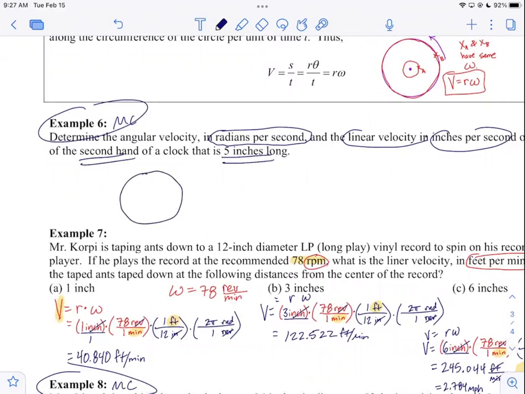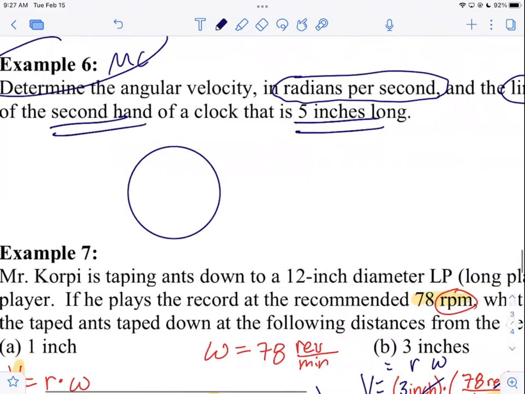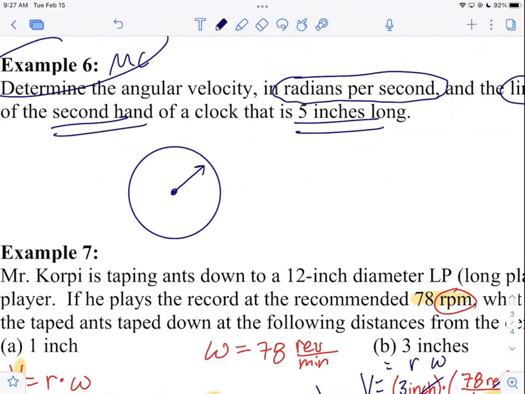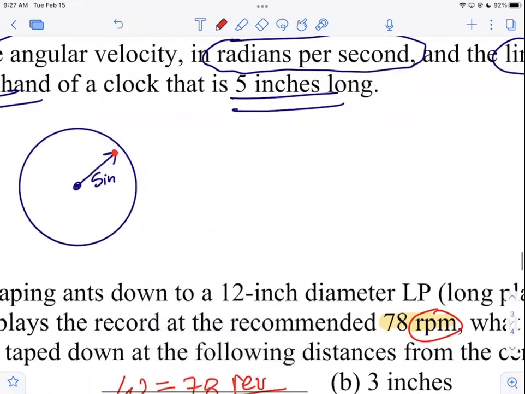So we have a clock, right? We have a second hand. The second hand is this one, and it's 5 inches long. And pretend like we're taping down an ant right there at the very end, at the tip of that clock. We want to know what the angular velocity is and what the linear velocity is. Well, the angular velocity is going to be the same for every point along that tip. So how are we going to figure out the angular velocity? Well, we have to supply our own knowledge of how fast the second hand rotates.